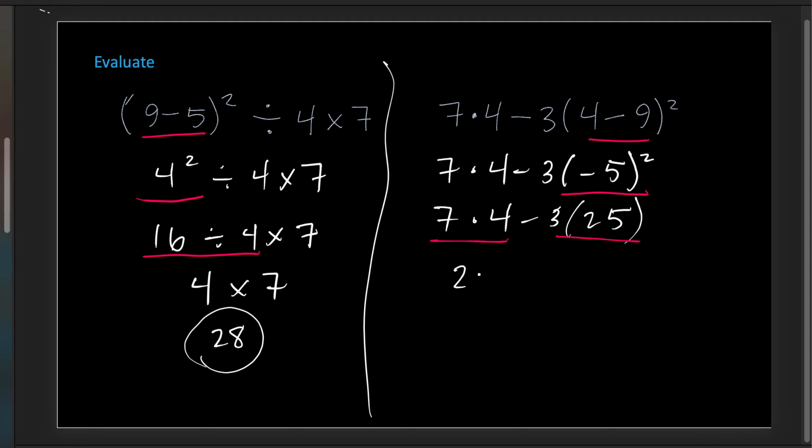So 7 times 4 is 28. Minus sign, 3 times 25 is 75. So I have 28 minus 75. So that's going to be -47, right? Yeah.